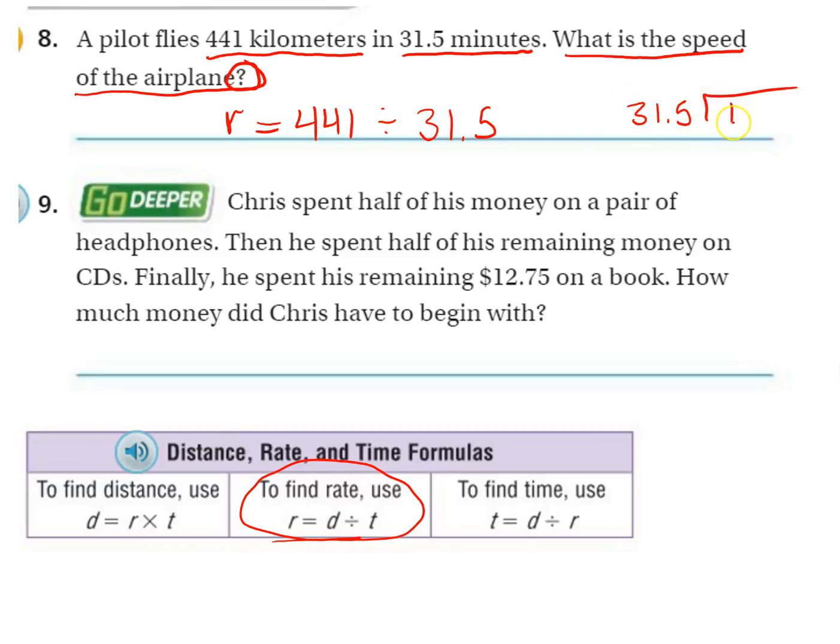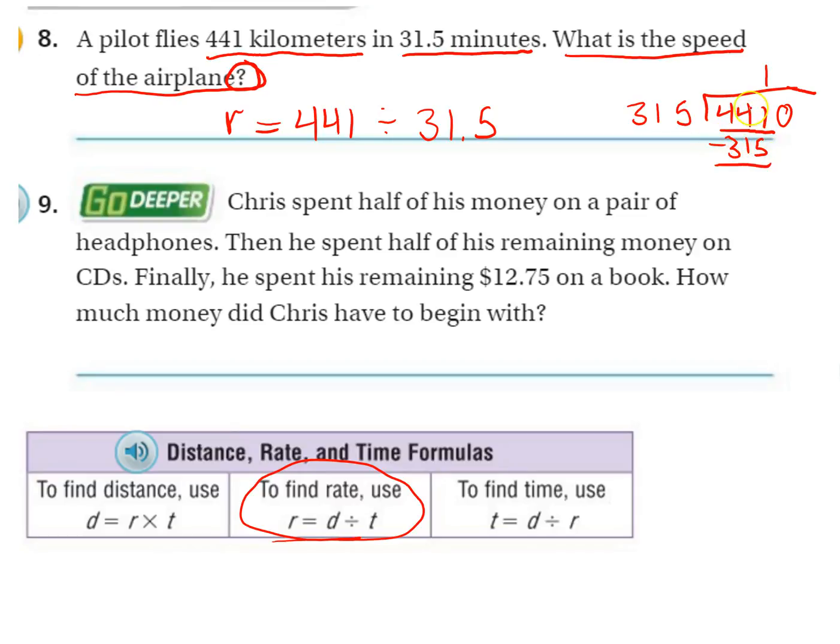31.5 into 441. Again, I have a decimal out here, so I need to get rid of it by moving it behind. If I do that, I have to move the decimal one in the same direction on the inside. So this now becomes 315 into 4,410. Okay, so 315 won't go into 4. It won't go into 44, but it will go into 441. Goes in one time.